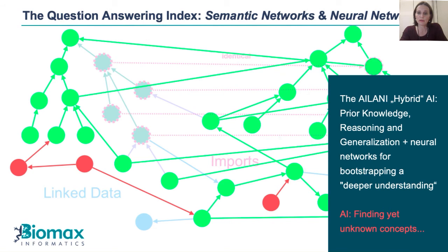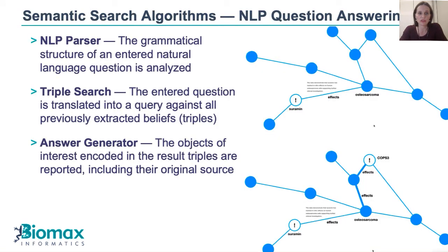The first algorithm which we apply is the NLP question answering, where in the first step the grammatical structure of the natural language question is analyzed. In the second step, the entered question is translated into a query against all previously extracted beliefs. And finally, the object of interest is then reported, including the original source. So a triple, shown here on the right, consists of a subject, an object, and the linking predicate, like here, SRC affects osteosarcoma, and here we also have the sentence where it was extracted from.